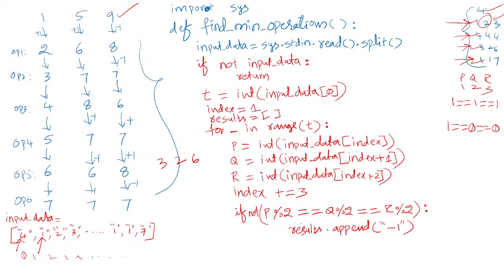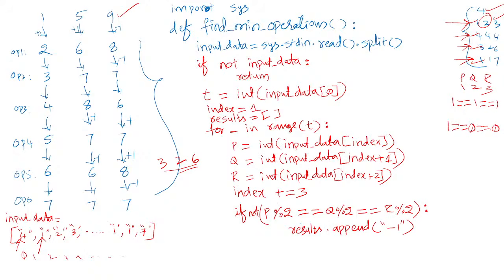If true, then it executes this statement, results dot append -1. So -1 will be stored in the results list here. That means it is not satisfying the parity check. It is failing with the parity. That's why -1 will be appended here.